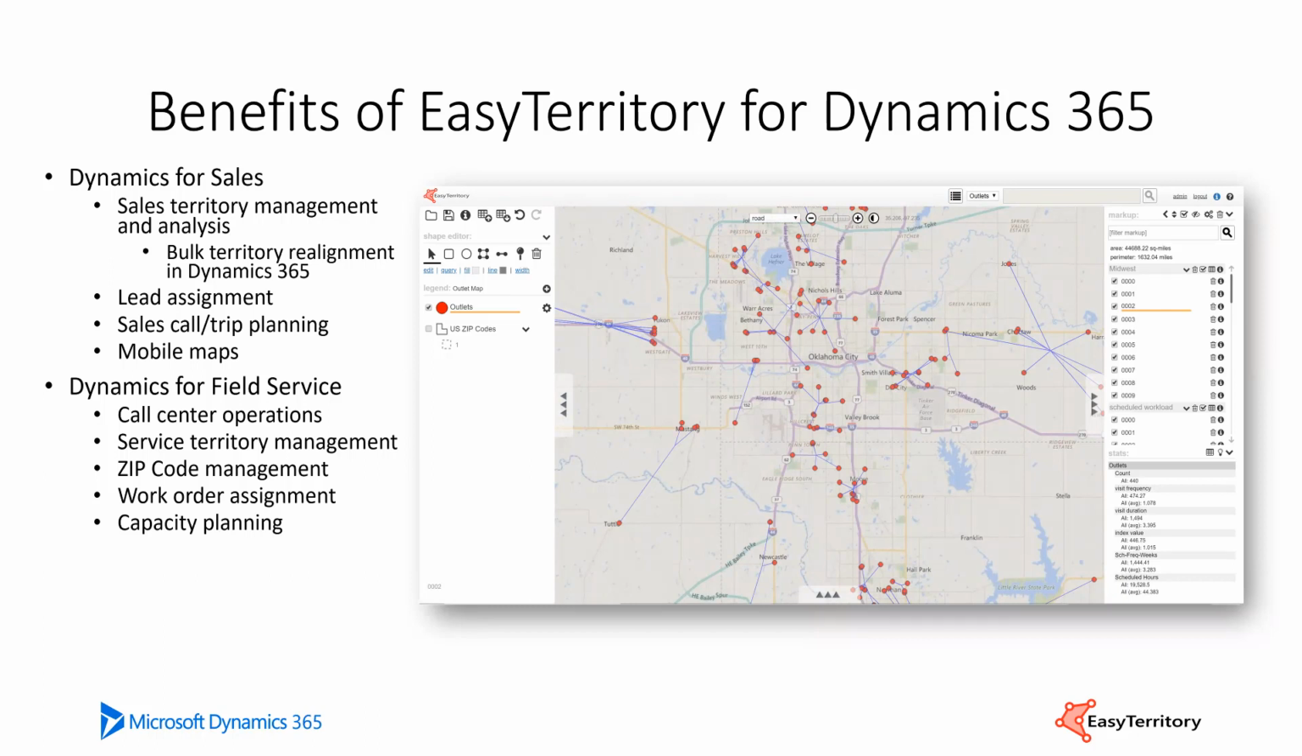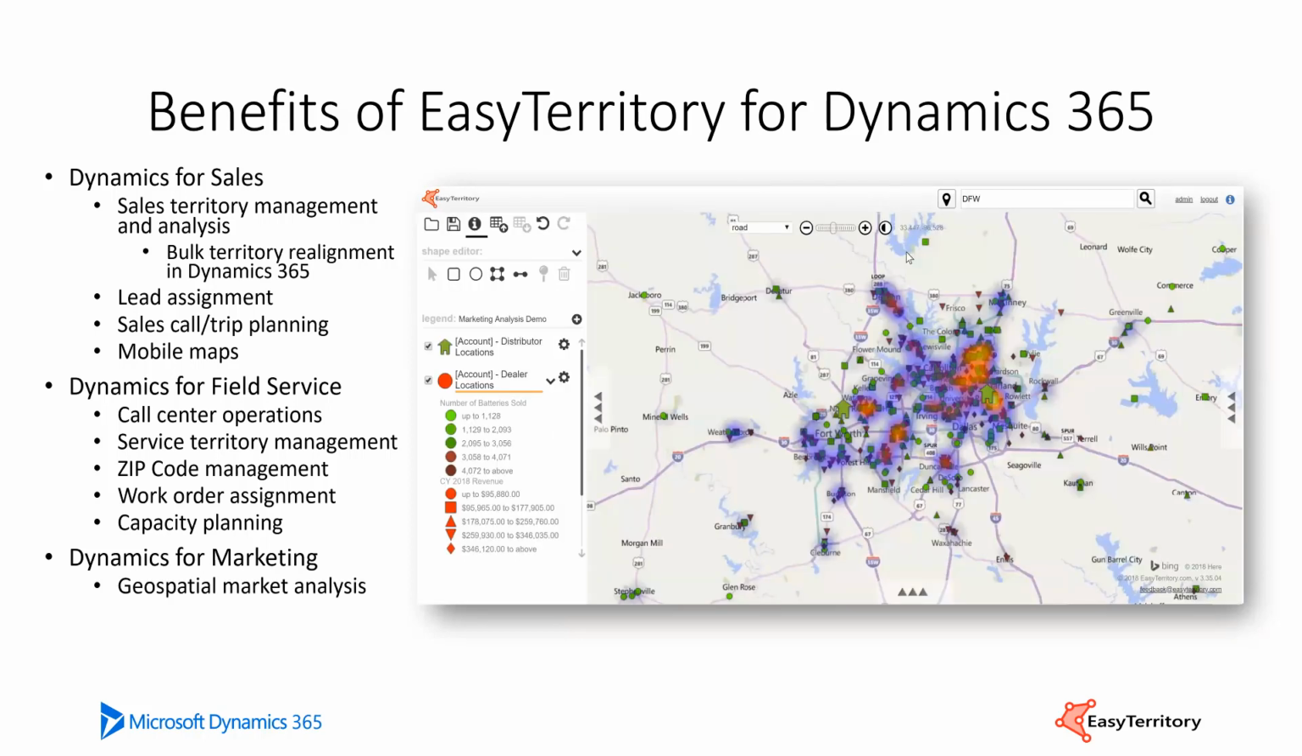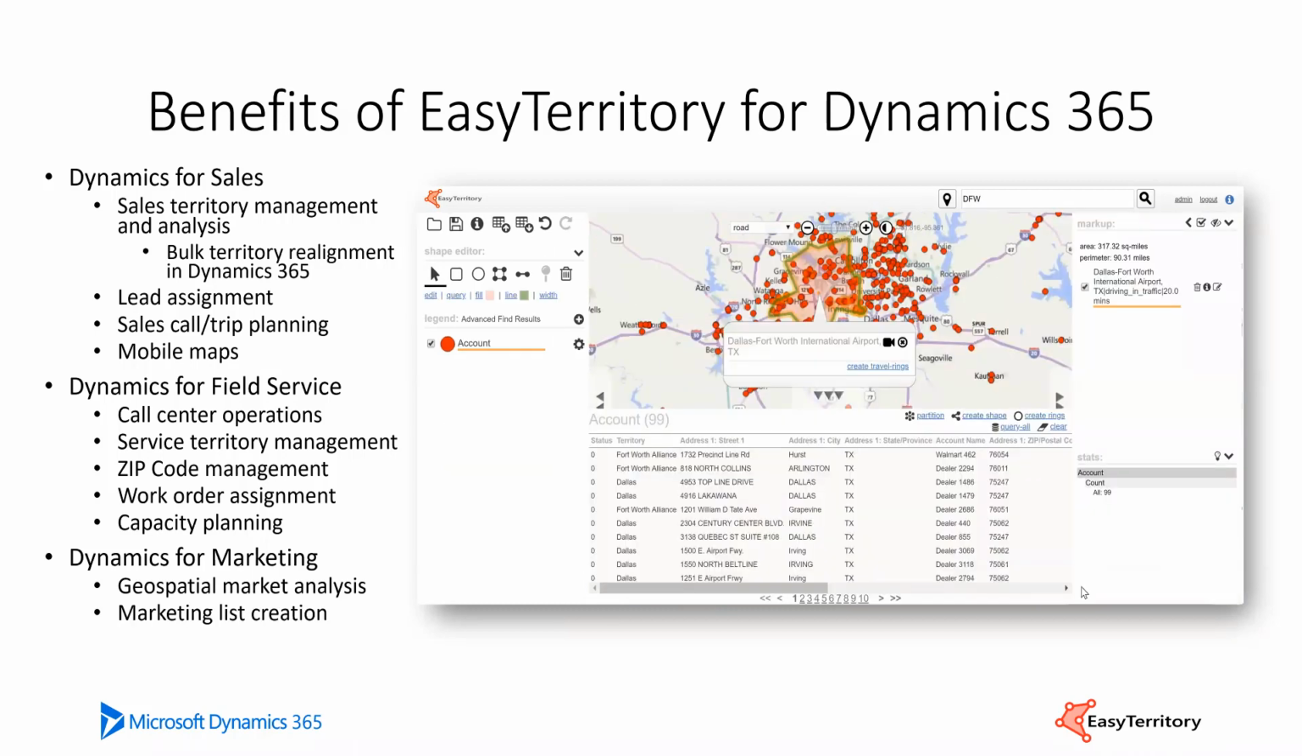So being able to look at historic data on a map and then determine, based on the volume of work orders we've had or cases we've had in an area, what would be the requirements for future resource allocation in those areas. And then finally, this will be covered on the third webinar, is Dynamics for marketing and retail, and doing just basic geospatial analysis and marketing list creation.